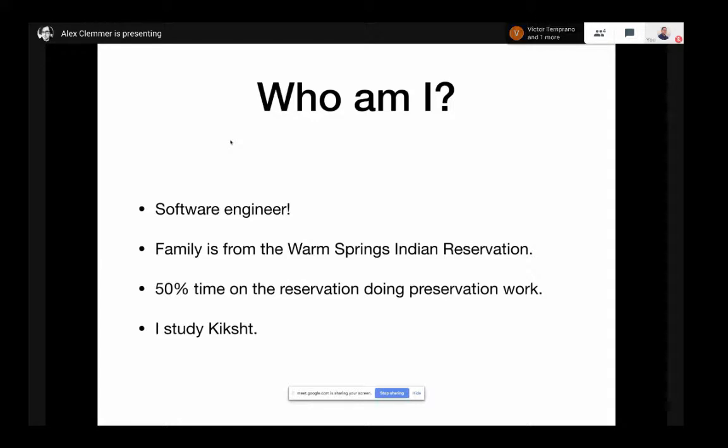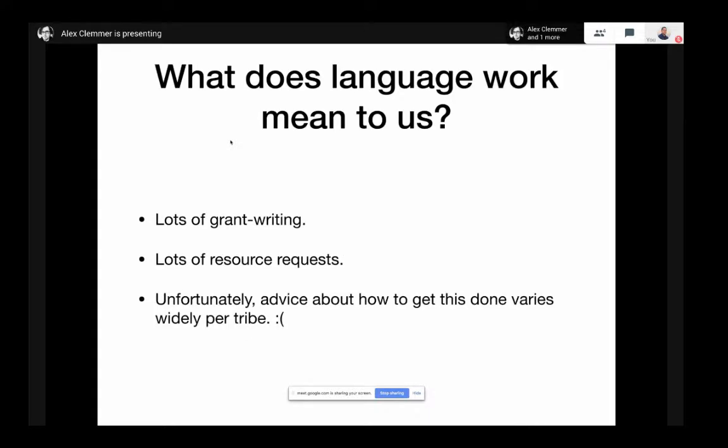And the language we study, I think I mentioned this before, is called Kiksht. So before I get into what the language is and the history of the language, what does language work mean to us? There are a lot of nuts and bolts details that we have to deal with in order to just get baseline preservation work started. I think most tribes have to deal with this, and I think the details also vary per tribe. So things I've been involved with: grant writing, lots of resource requests, getting computers, training people to use the computers.